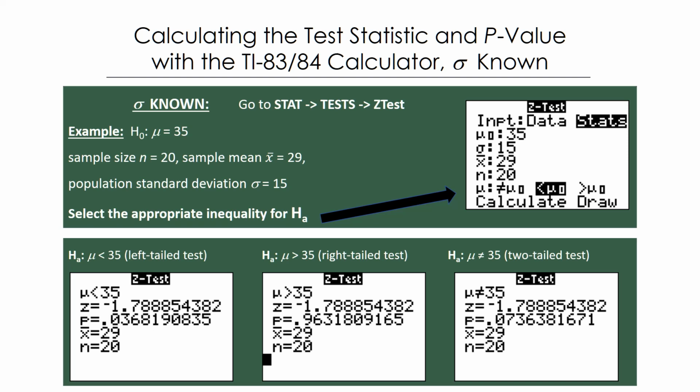When HA is that mu is greater than 35, same z-score, but now the probability of being to the right of that z-score is 96%, 0.96318. And finally, in the two-tailed test case, the alternate hypothesis mu is not equal to 35, then we want to know what's the probability of getting a z-score either to the left or to the right of 1.79 standard deviations from the mean, and that one comes to a 0.0736 or a 7.36% probability.